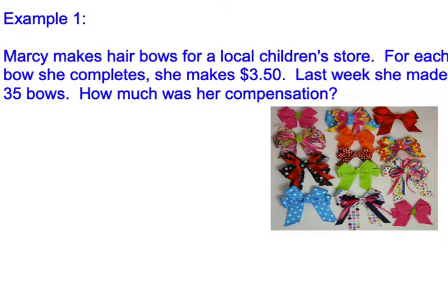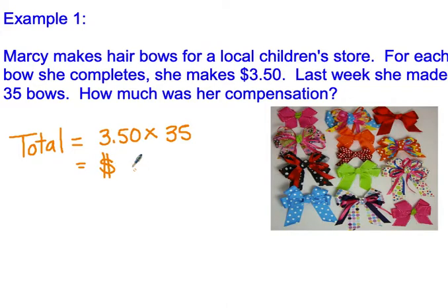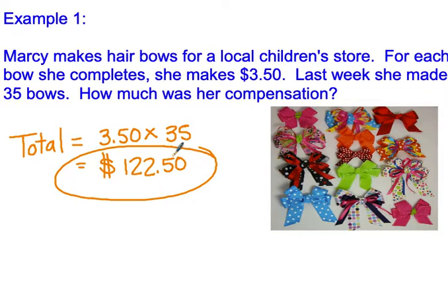All right, so Marcy makes hair bows for a local children's store. For each bow she completes, she makes $3.50. Last week she made 35 bows. How much was her compensation? She's going to make a total pay by her rate, which was $3.50 per bow, times the 35 bows she completed altogether, which means that her total pay will equal $122.50. Nice and simple. Take the rate times the number of items.